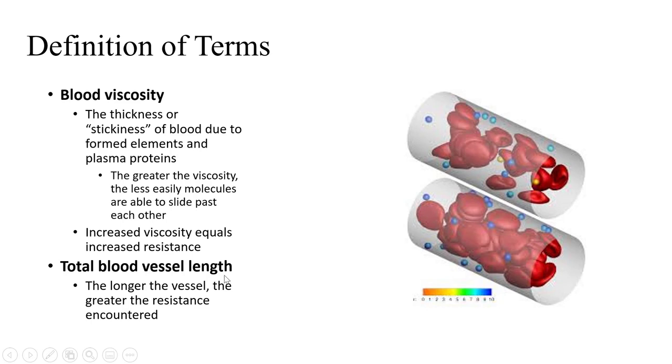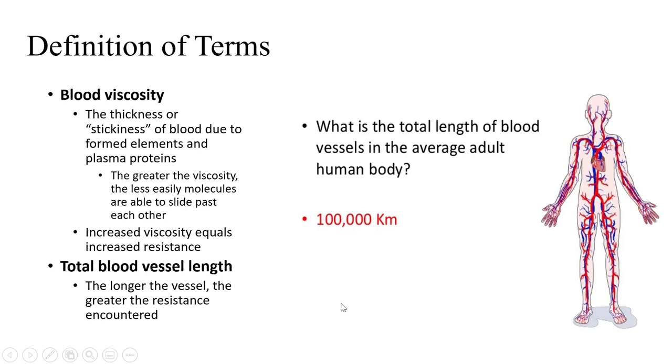Total blood vessel length is actually just the length of the vessel. And here you have the length of the vessel that is affecting resistance, because the longer the vessel, the greater the length the blood would need to travel through, and therefore there's going to be greater resistance with greater length. What do you think is the total length of blood vessel in an average adult human body? It's about 100,000 kilometers. That's how long our blood vessels are.